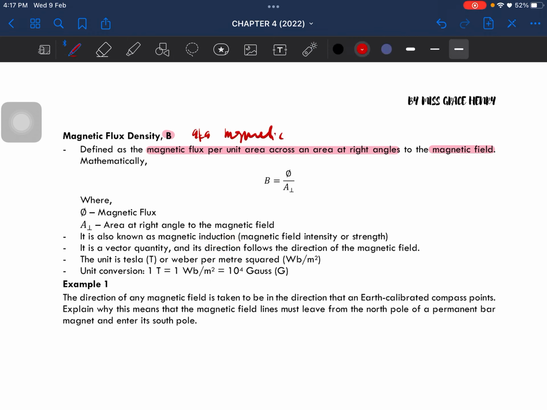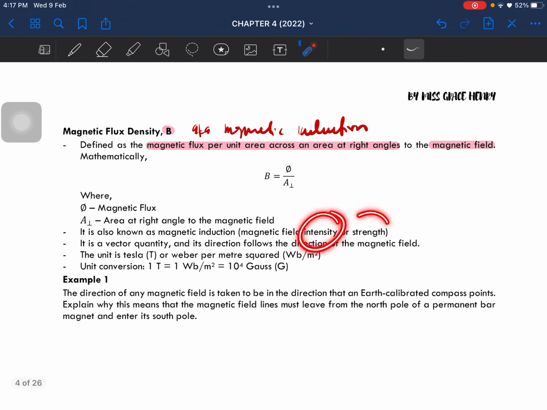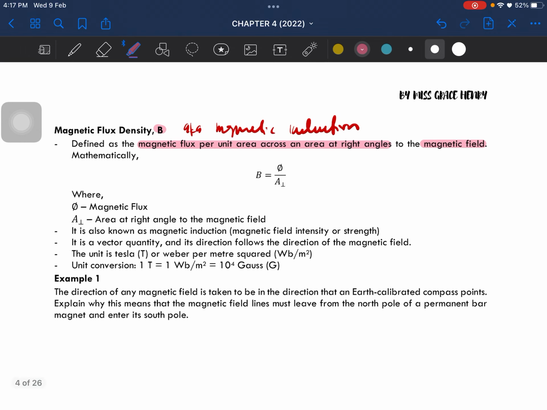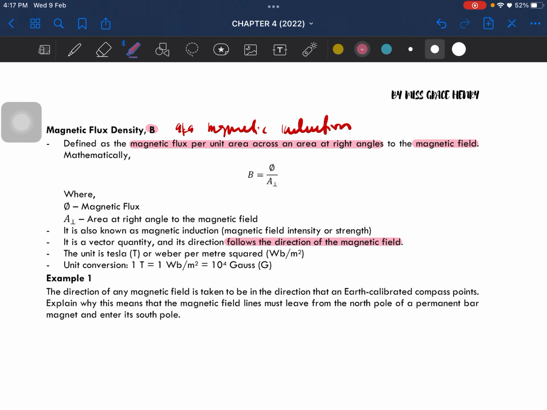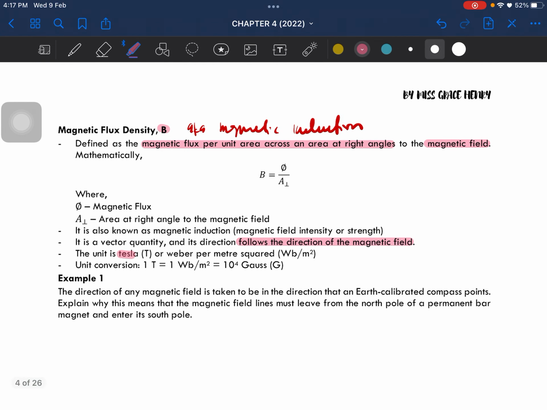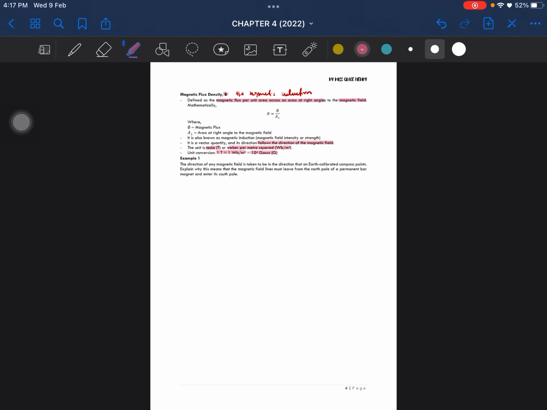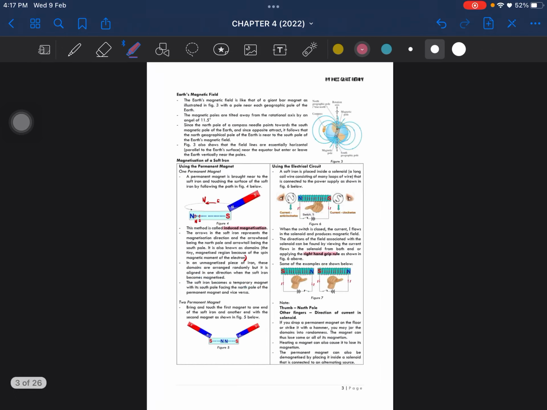Magnetic induction, or magnetic field intensity or strength. It is a vector quantity and its direction follows the direction of the magnetic field. The unit is Tesla or Weber per meter square. So 1 Tesla is equal to 1 Weber per meter square, also equal to 10 to the power of 4 Gauss. Alright, so that is our first subtopic.